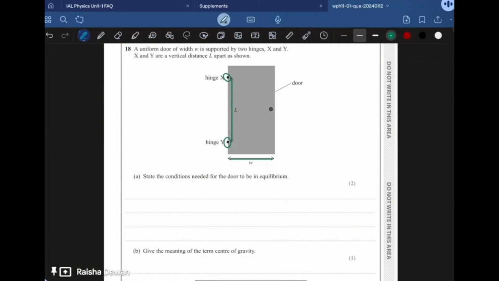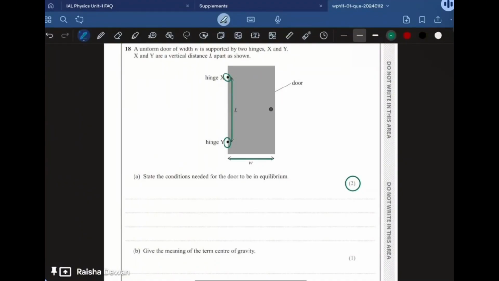So question A says state the conditions needed for the door to be in equilibrium. So for the door to be in equilibrium, what are the conditions that are required? For anything to be in equilibrium, the resultant force must be 0. And as it is a moment question, the moment about any point should be 0 as well. Right? There should be no resultant moment. This is a 2 marks question, which is a very common question. So please make sure you have a very good hand on it.